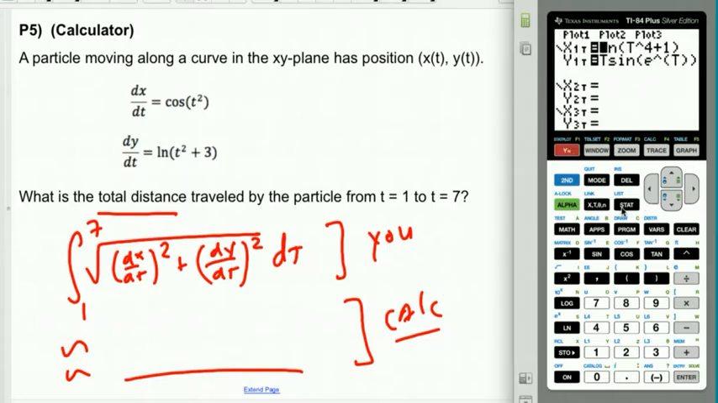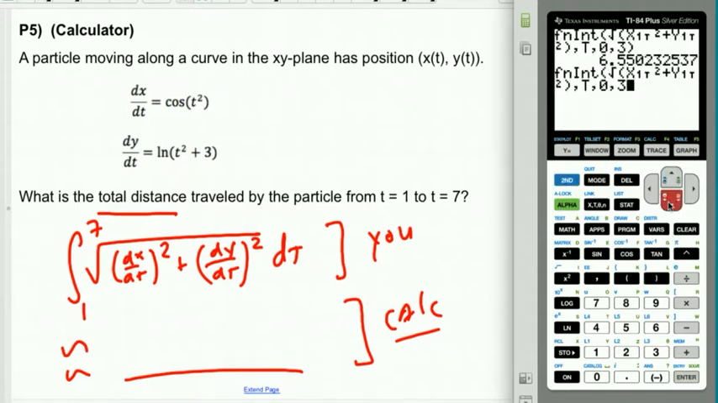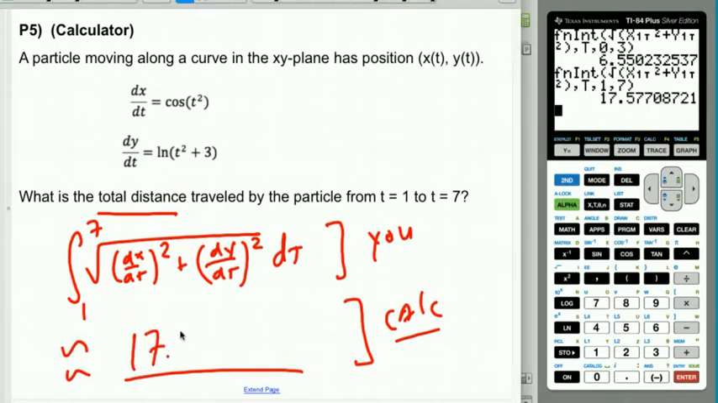So basically, I'm just going to go ahead and change the functions to match the ones we have now. So this is going to be the natural log of t squared plus 3. All right, so that looks right. We'll quit out of this. And then I'm going to hit second enter because I already did this. The only thing I really need to change are the bounds because I already changed the function. So now it's from 1 to 7. And I hit enter. And we get that the total distance is the same as the arc length, which is 17.577.